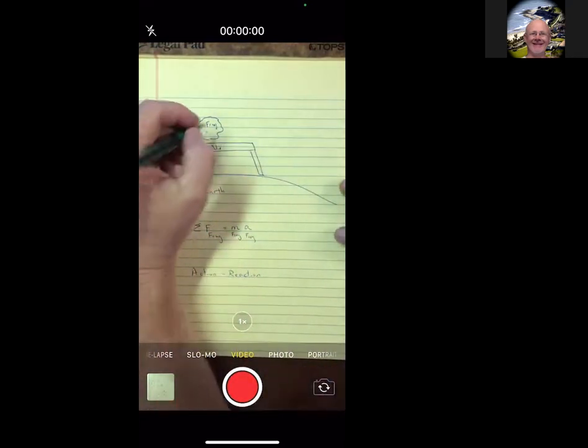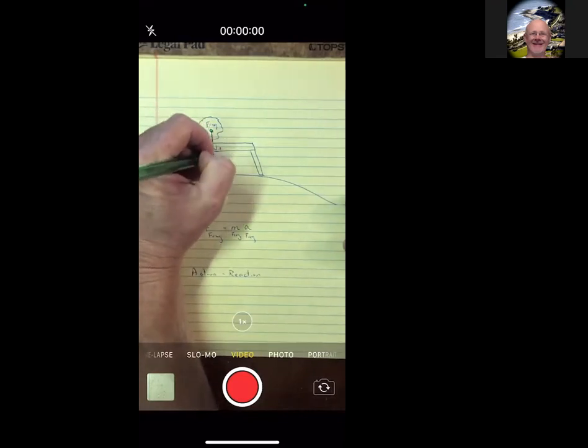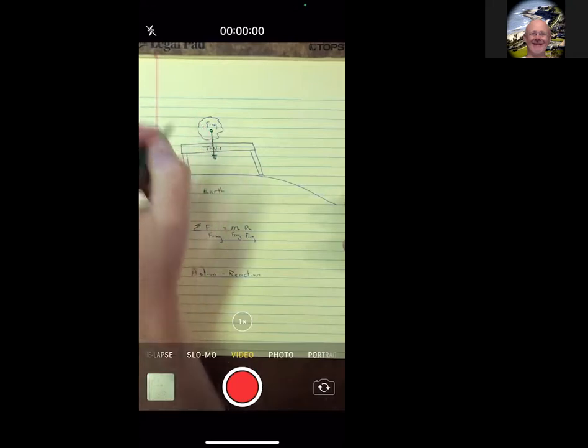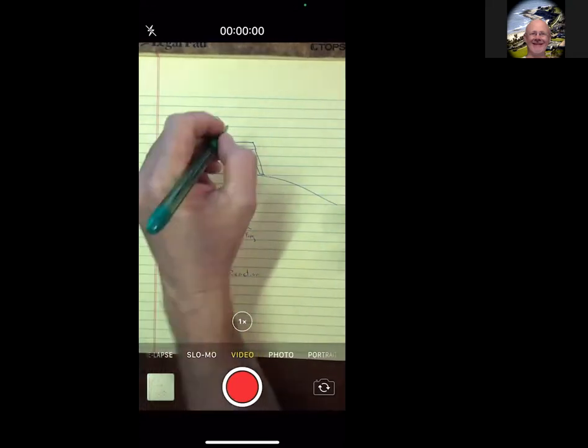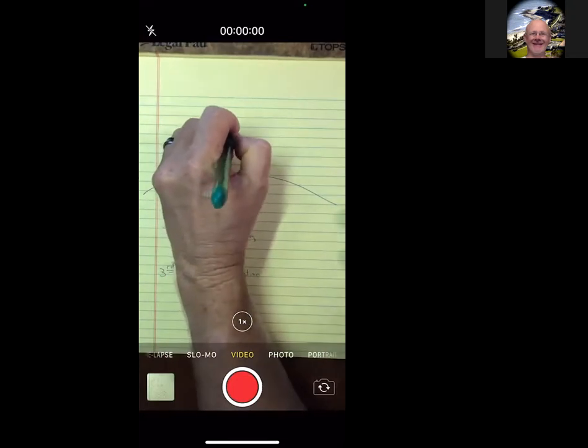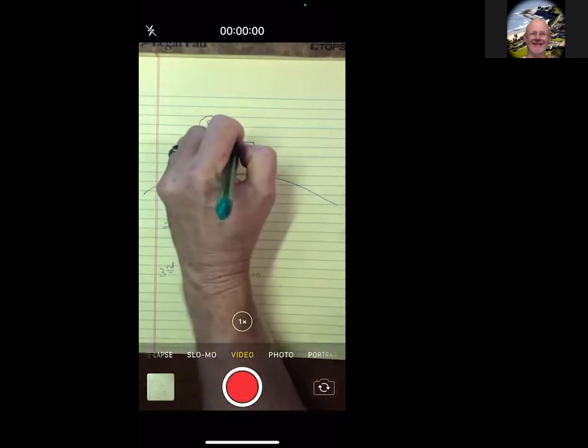All right, so I'm going to draw in green a downward force on the frog. I might even label it this way. It is F. Okay, so there's a force, and it is from the Earth. So I'm going to put E for Earth, and it's on the frog.